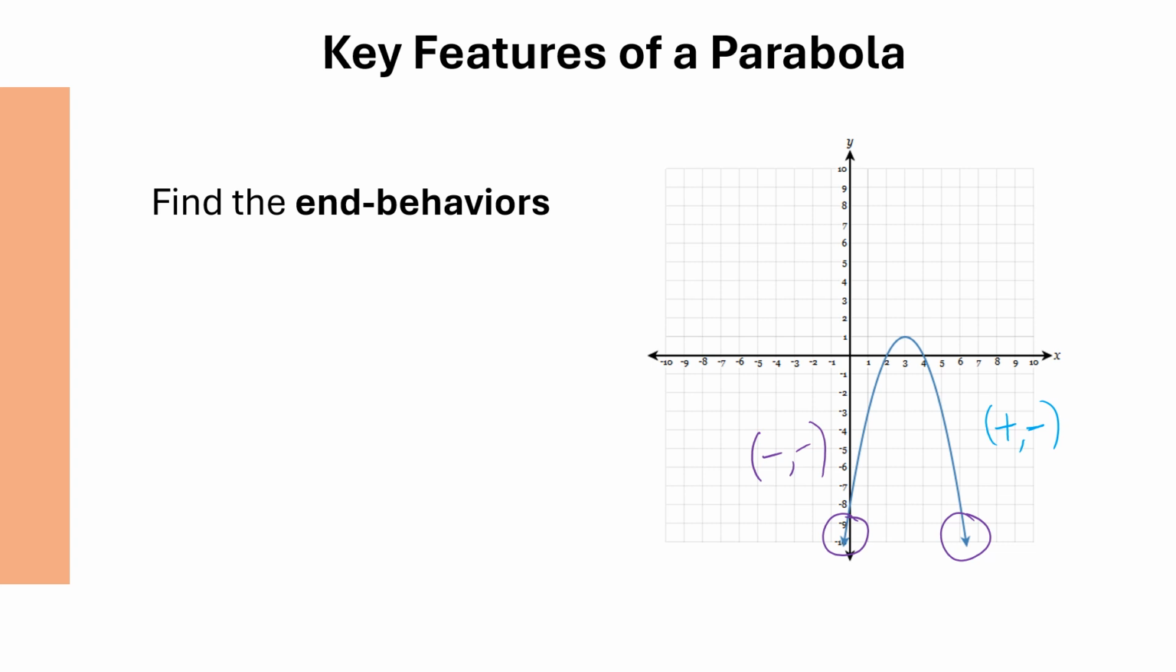So let's start with the one on the left side. This means that as x approaches negative infinity, y is also approaching negative infinity, because your arrow is pointing down. And then for the second end behavior, as x approaches positive infinity, y is also approaching negative infinity, because your arrow is pointing down.